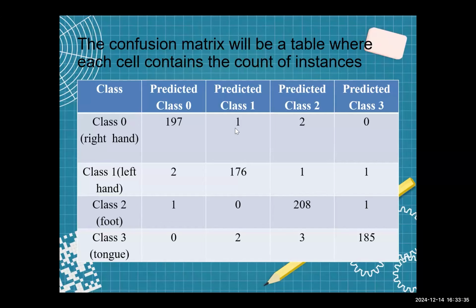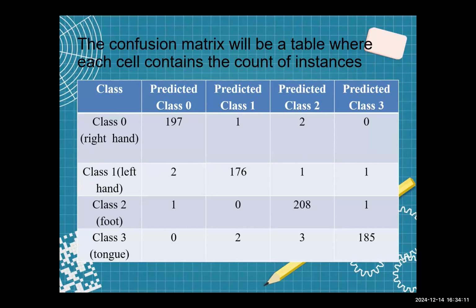How many samples here? 197 plus 3, that means 200. So only these 3 samples are wrongly predicted as class 1 and class 2. If you look at class 1, that means left hand movement. Here, predicted class 0 is 2. Predicted class 2 is 1. That is false. Predicted class 3 also 1. That is also false. Predicted class 0, 2, also false.